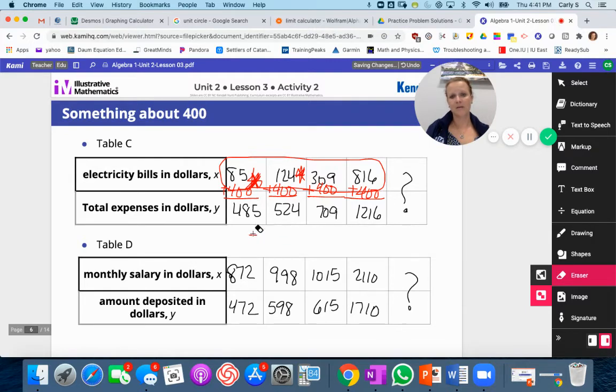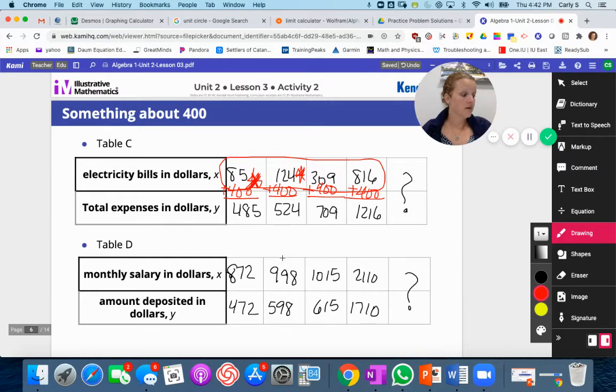Again, I want to erase. There we go. And that last one: monthly salary in dollars and the amount deposited in dollars. It looks like the salary minus the amount being deposited. Sorry, the salary minus 400 is how much is being deposited. So maybe 400 is their spending money, their grocery money, their fun money. You get your salary, you take away $400 and you deposit the rest.